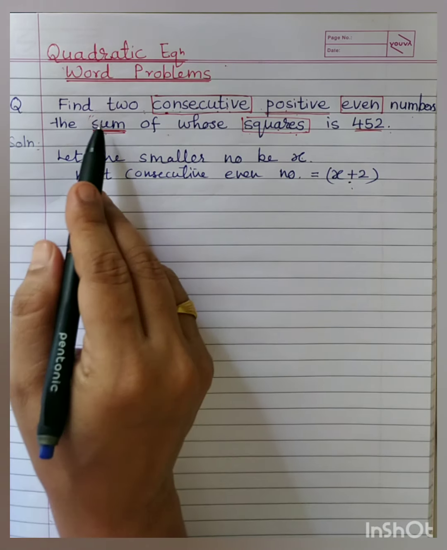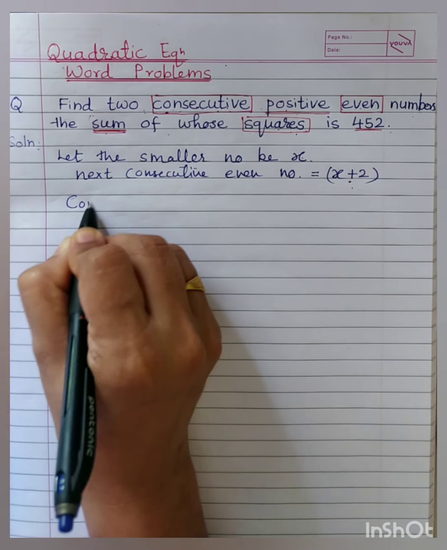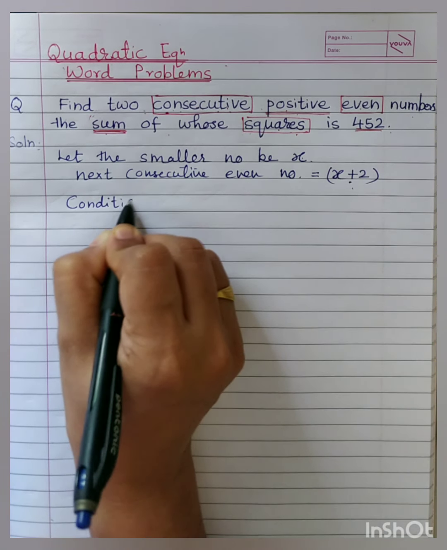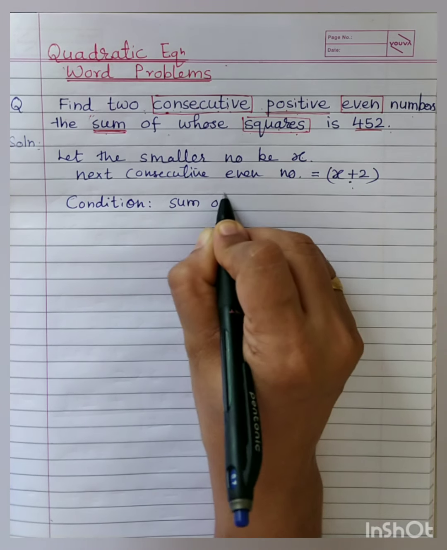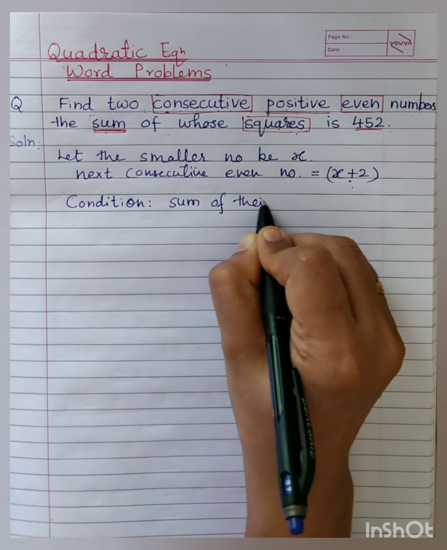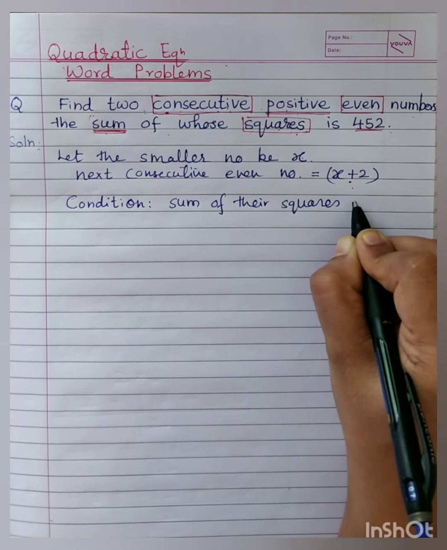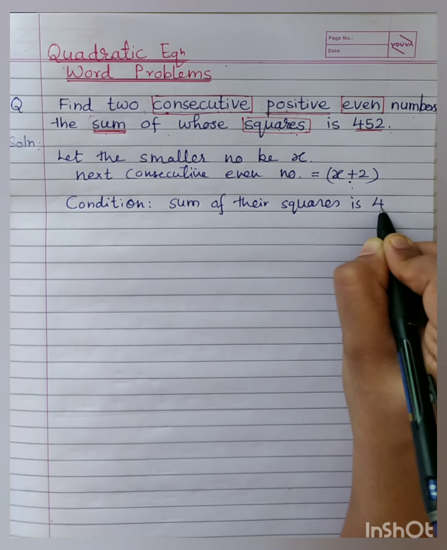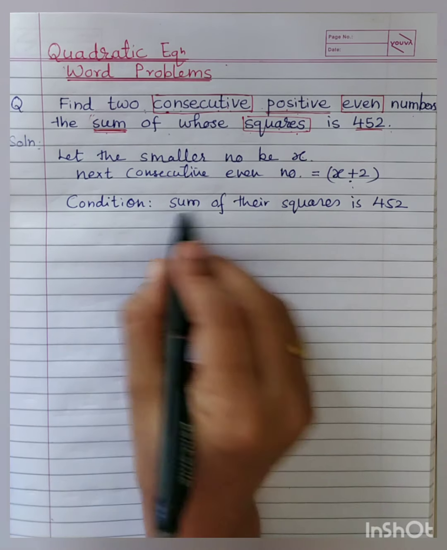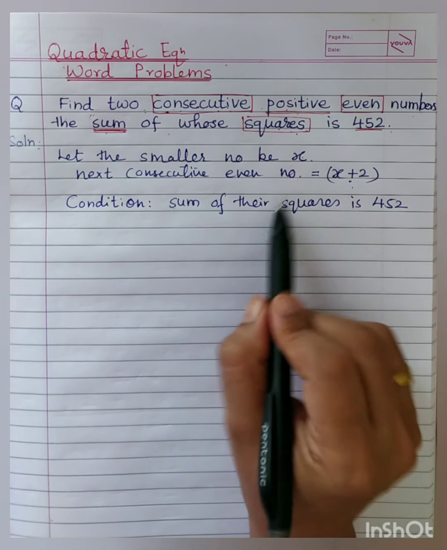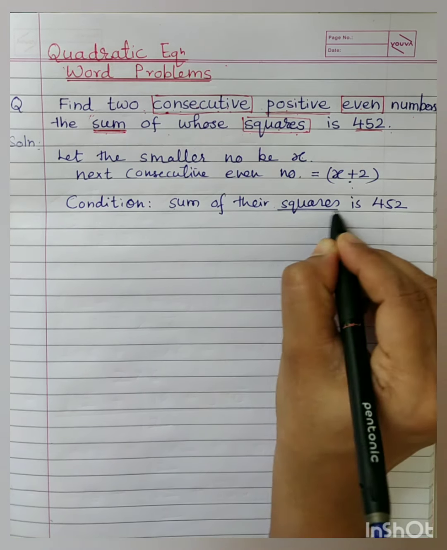Next part, we have to frame the equation. For that, we have to think of the condition. What is the condition? Condition is sum of their squares is 452. This condition will enable you to frame the equation. Sum of their squares. Sum of what? Our numbers x and x plus 2. So sum of what? Their squares.